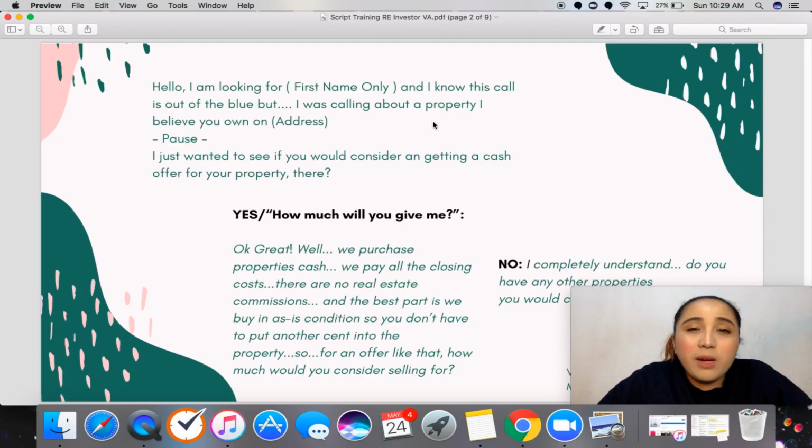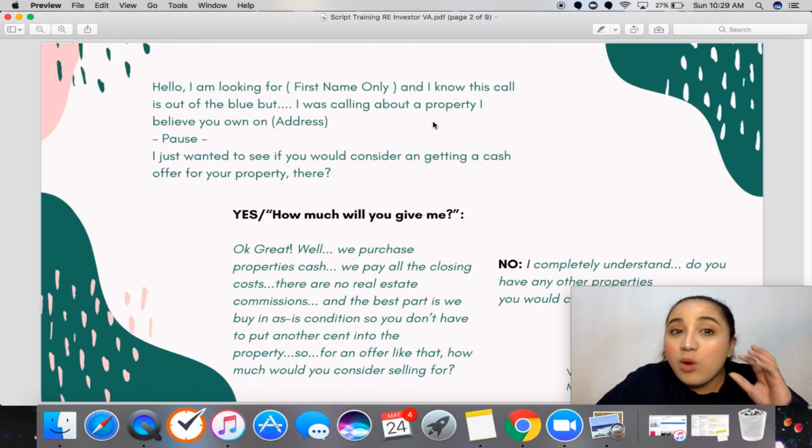The pause is very important for me, because if I pause, then I'm able to gauge their reaction after I say the first few lines. If they're not interested, they would have hung up, and I wouldn't have wasted my time or my voice pitching, right? If they're interested, then I will hear it, okay? You can sense it in the way they respond after you say the address, when you pause, all right?